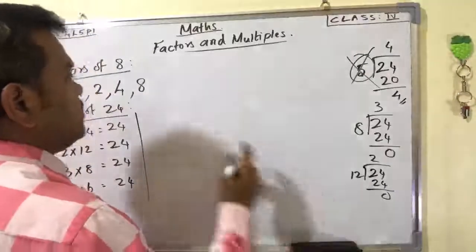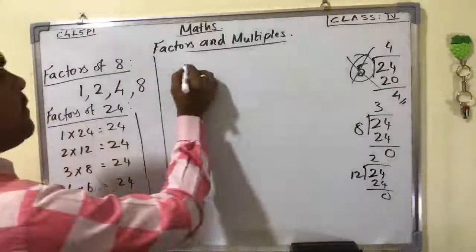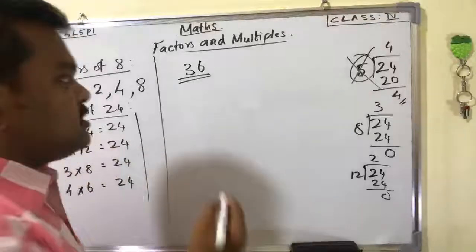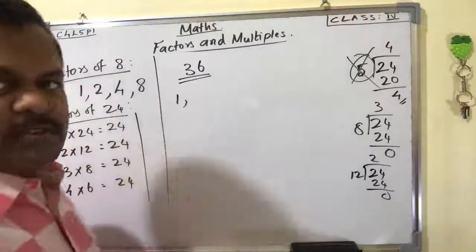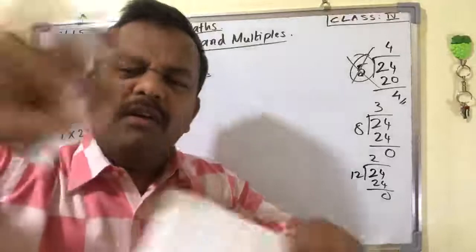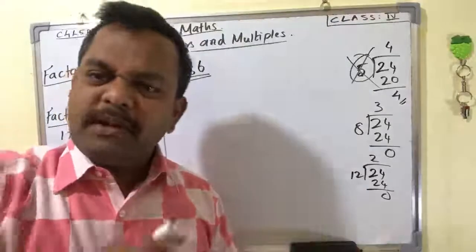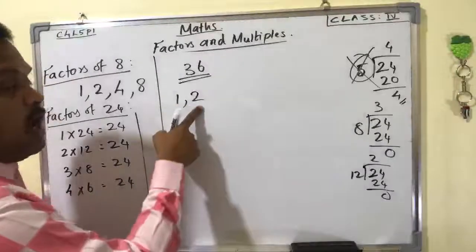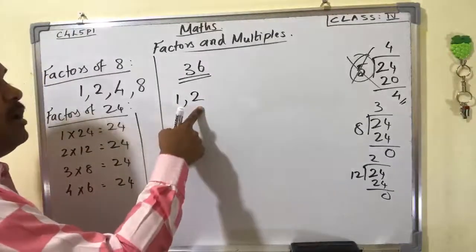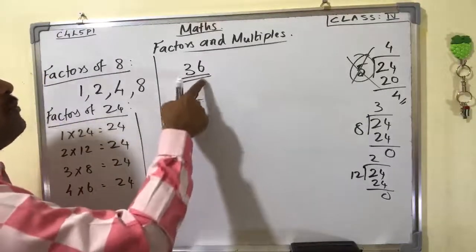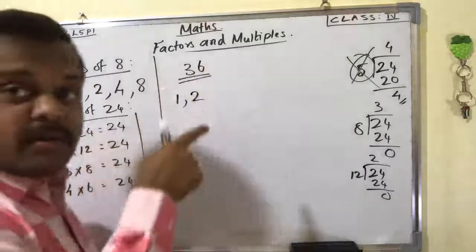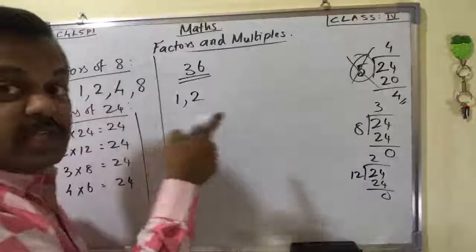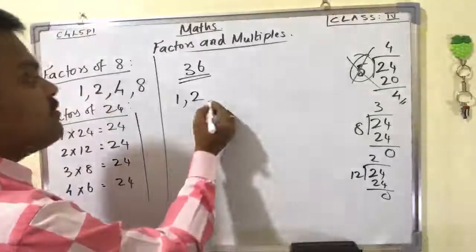Look, 36. Find the factors of 36. First we can say 1 is a factor of 36. Yes, 1 is a factor of all numbers. Next, 2 is a factor. How can I find this? 2 is a factor because 36 is an even number. All even numbers are divided by 2 without leaving any remainder. So 2 is a factor.